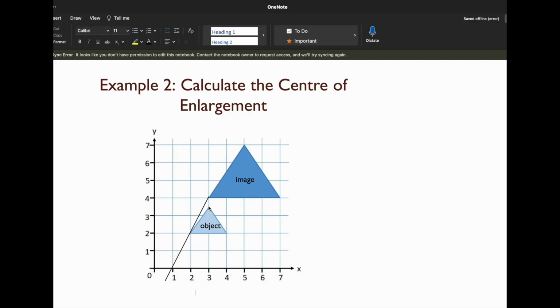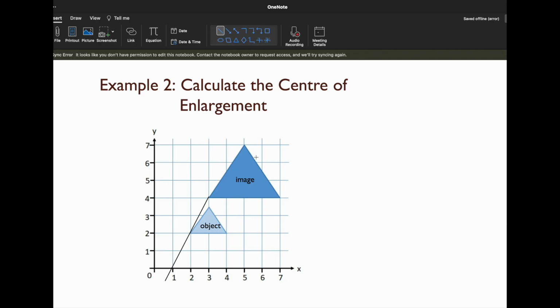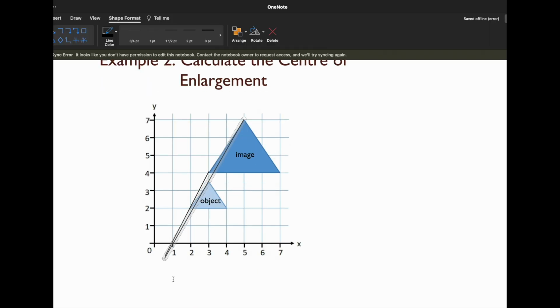So what is this corresponding point for this guy right here? 5, 7. Yeah? So the corresponding point for this is 5, 7, which is right here. So then what we would do is come here, pass through the top of this one, and we continue, okay? Boom.